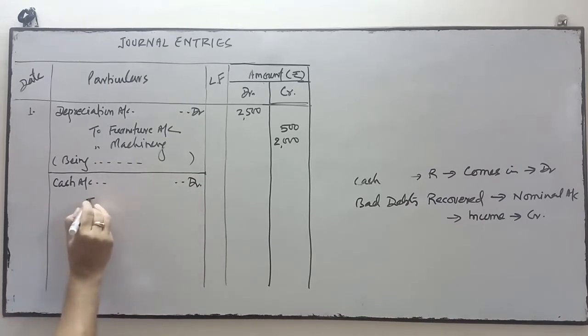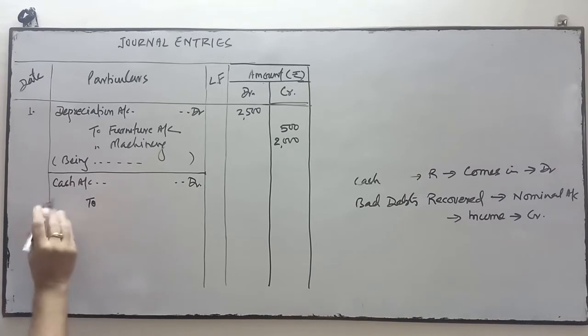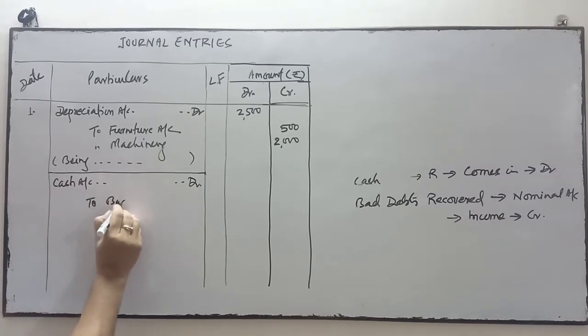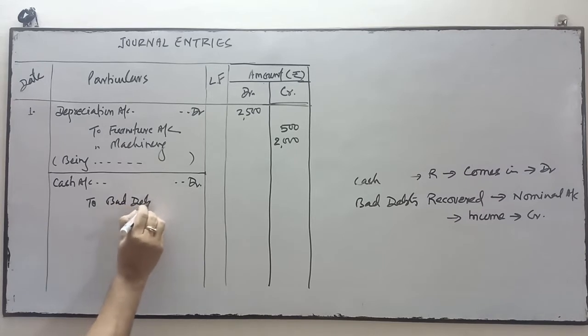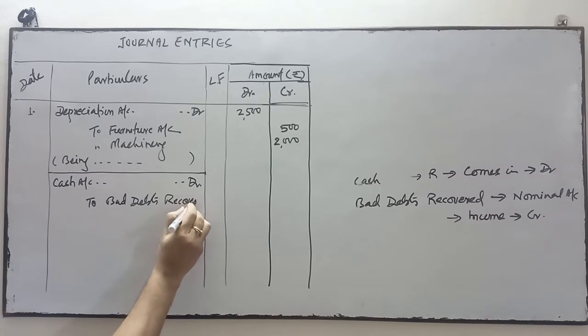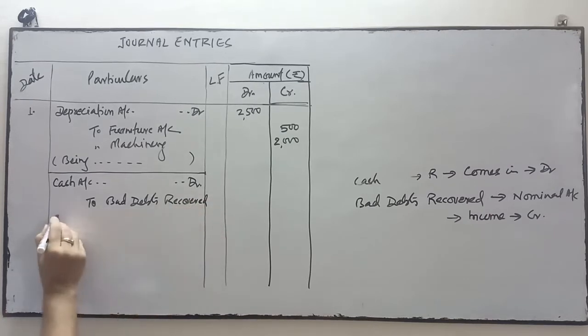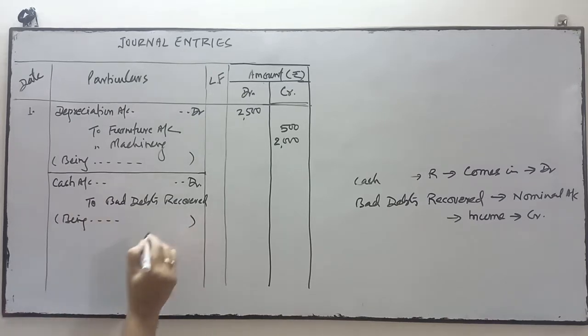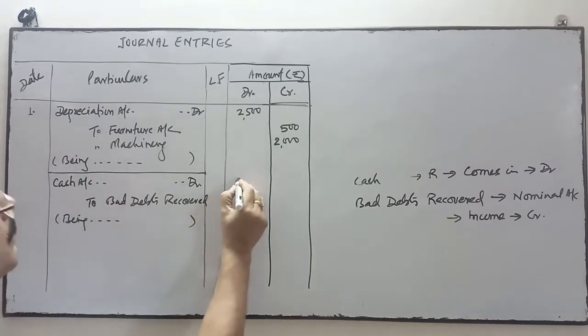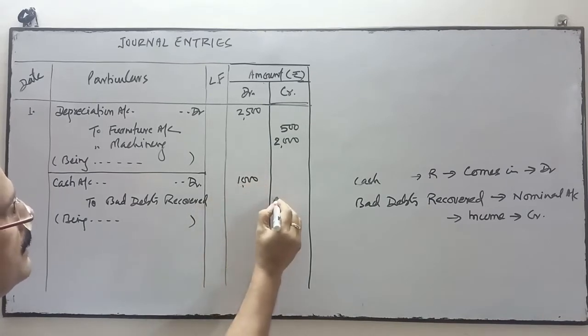cash account debit to bad debts recovered credit. We are taking space over here, to bad debts recovered account, being, we'll write the narration over here. So what is the amount? The amount is 1000 received, 1000 recovered.